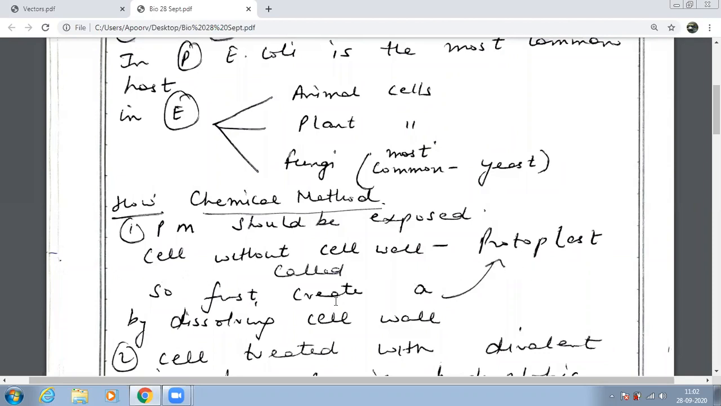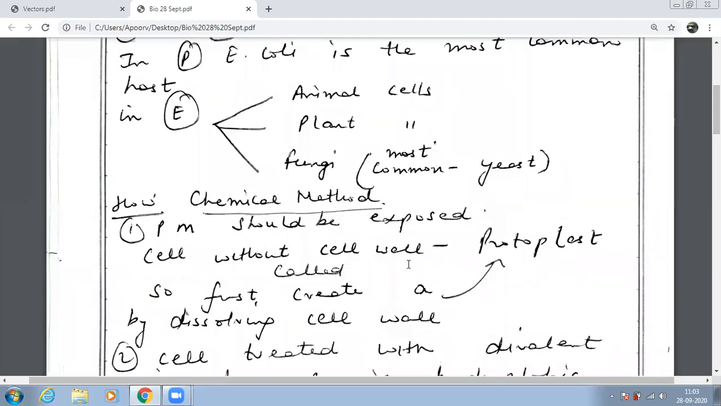So the first thing that you need to create is a protoplast. That means the first thing you removed is the cell wall. Very good. In the chemical method, the first thing we will do is obtain a protoplast by digesting the cell wall using enzymes.